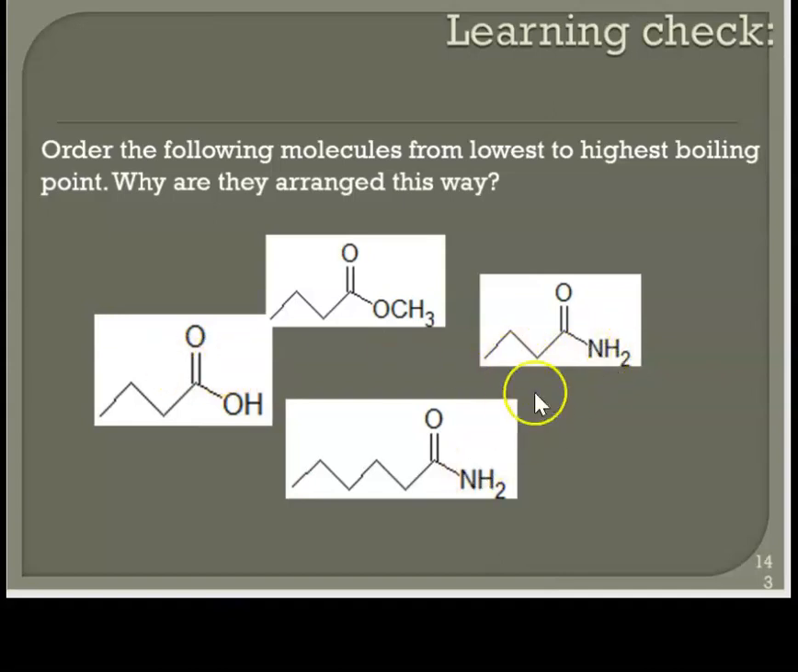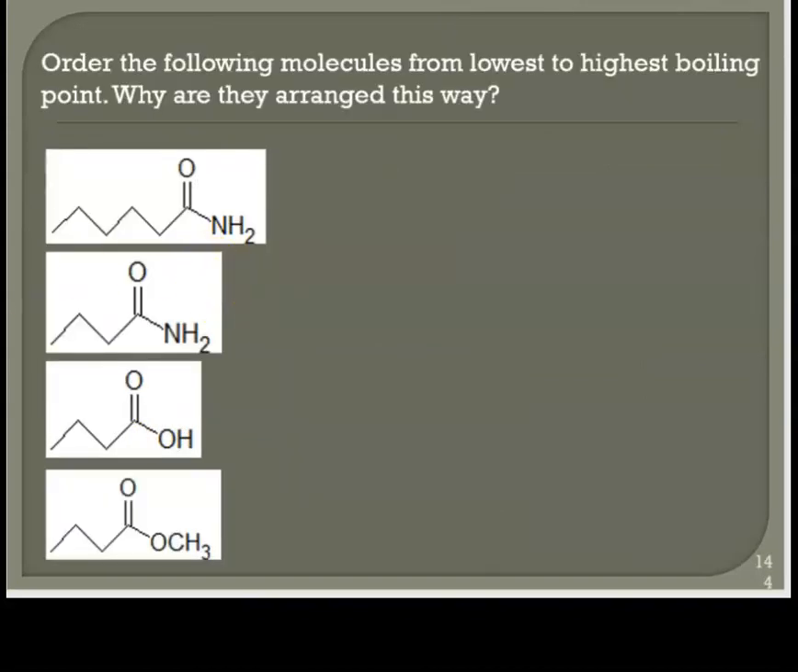And the difference between these two is the chain length. So even though it's a little bit longer, that gives it more ability to do the dipole-dipole interaction, van der Waals, whatever you want to call it, right? So I would say this is going to be the highest, next highest, third highest, and then finally the lowest because it doesn't have the ability to hydrogen bond.